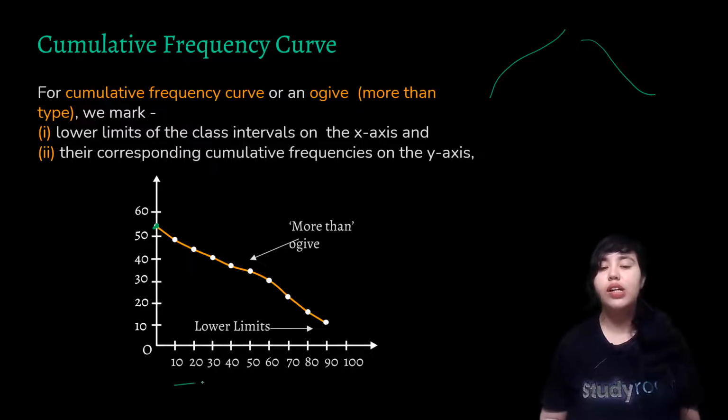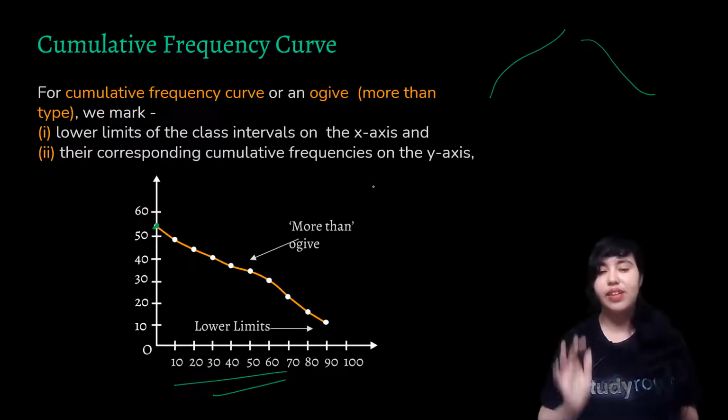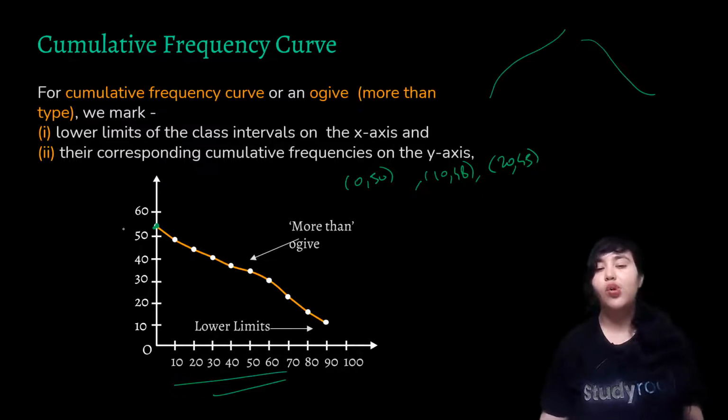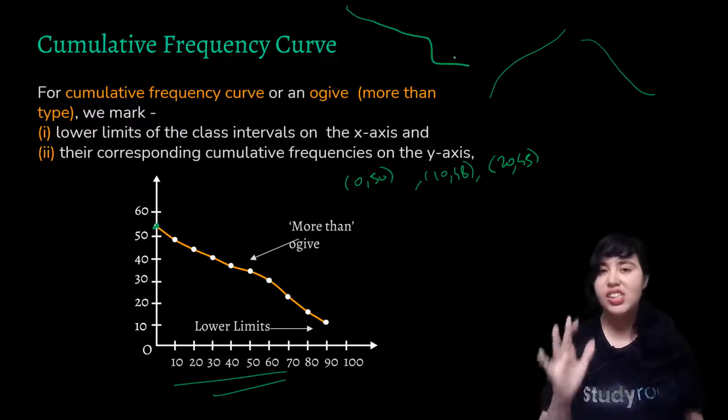So here you have the lower limits. So this is the difference. Okay, there you are having the upper limits, and here you are having the lower limits. The y-axis remains the same. You are taking the corresponding cumulative frequencies. So here for the lower limit 0, we are having cumulative frequency near about 50. Then for 10, we are having near about 48. For 20, we are having near about 45. So then we join all these points. So do we make use of a ruler here? No. We do it freehand by just joining the points, okay, with a pencil like this. Whatever your curve you are getting, just obtain that.